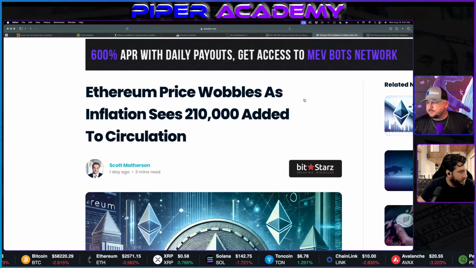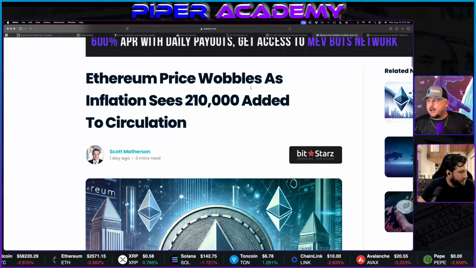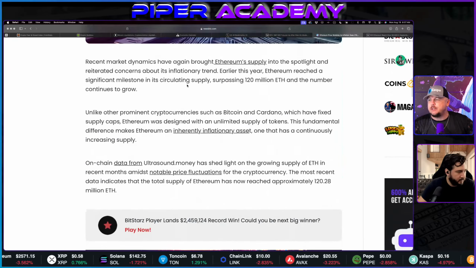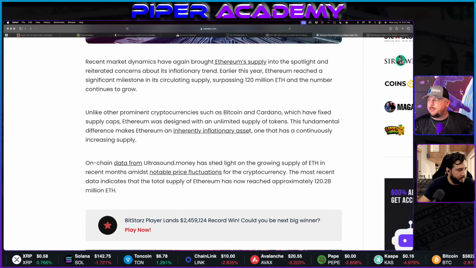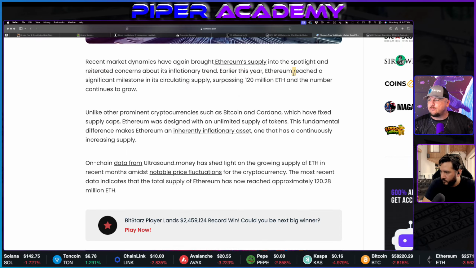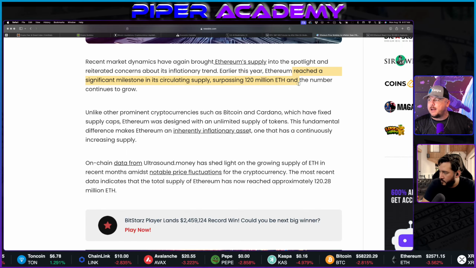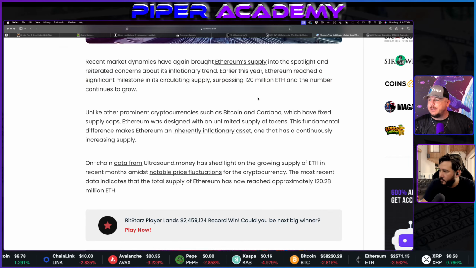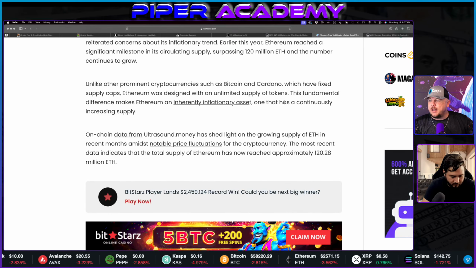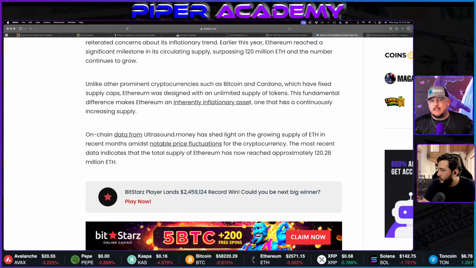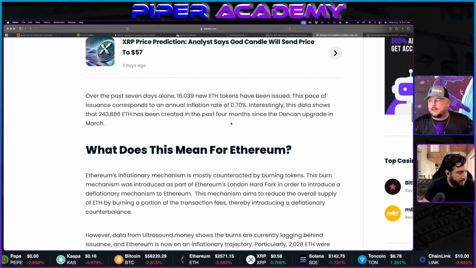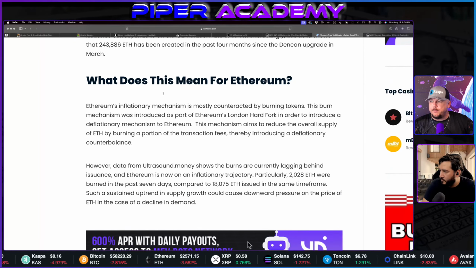So, looking here, guys, at Ethereum, that price wobbles as inflation sees 210,000 Ethereum added to the circulation. Recent market dynamics have again brought up Ethereum supply into the spotlight, reiterating concerns about its inflationary trend. Earlier this year, it reached a significant milestone in its circulating supply, surpassing 120 million Ethereum, and that number continues to grow. Now, this was supposed to be a thing where they burned off and we were supposed to have deflationary moments, okay? We're not seeing that right now, and that is one of the things that gives me cause for concern, because what does this mean for Ethereum?